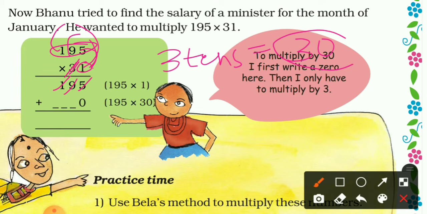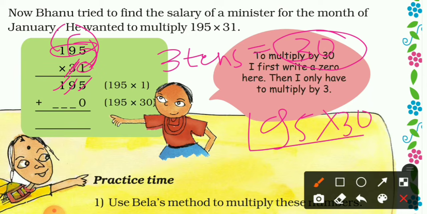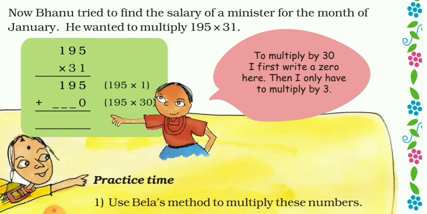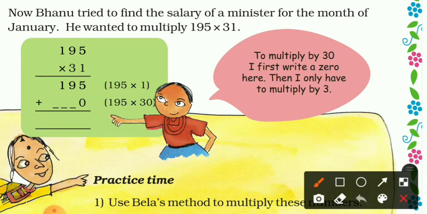So now the whole number, 195, we have to multiply with 30. So here you can see it is written. So let's multiply. It's a very simple method. Here is 0. So first write 0. It is written here. Let me multiply here.